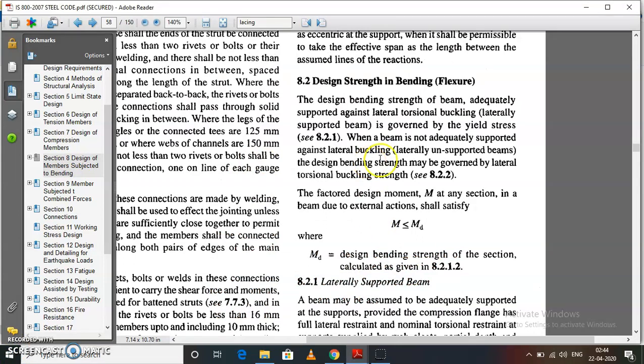Yes, this is the formula given by the IS 800 codebook. The factored design moment M at any section in a beam due to external actions shall satisfy M should be less than or equal to MD, where MD is the design bending strength of the section, calculated as given in 8.2.1.2. That means this M is the applied bending moment, which always should be less than or equal to MD.